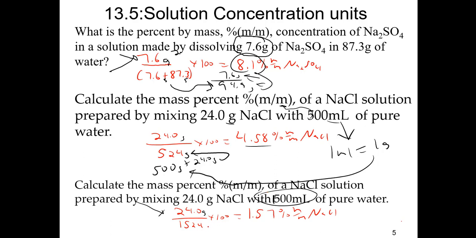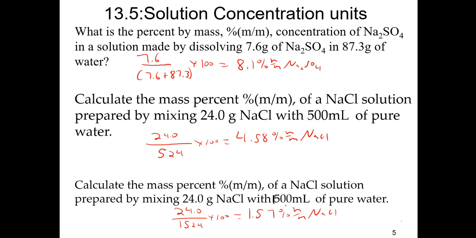Again, the top is going to be grams of solute, the bottom is going to be grams of solvent. We assume that the 1500 mils is turned into 1500 grams, and then you add it to the solute, giving you 1524 grams of solution. Here's the final answer. So make sure you practice and practice these types of calculations.